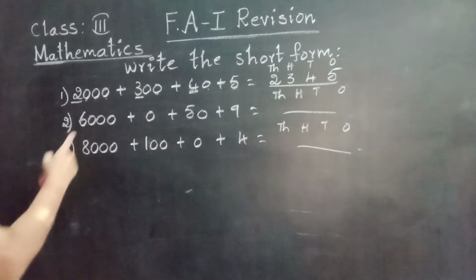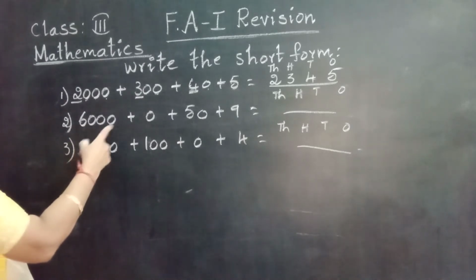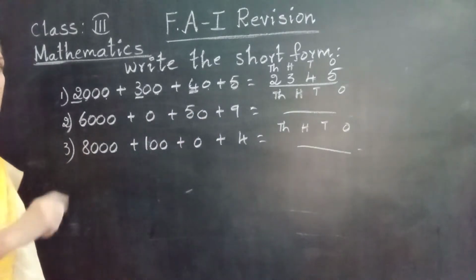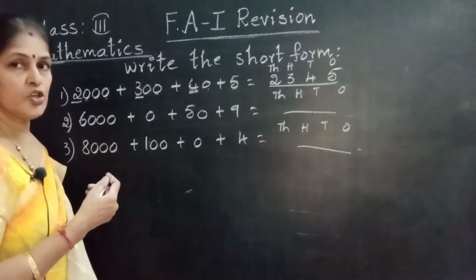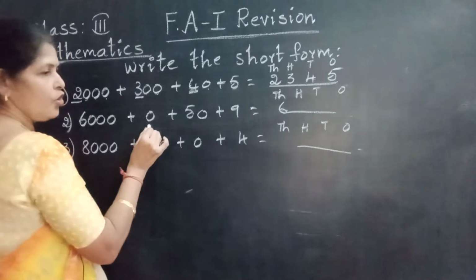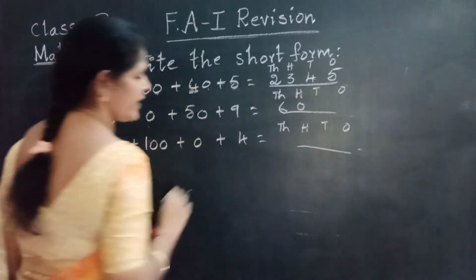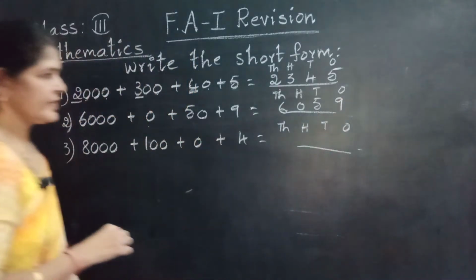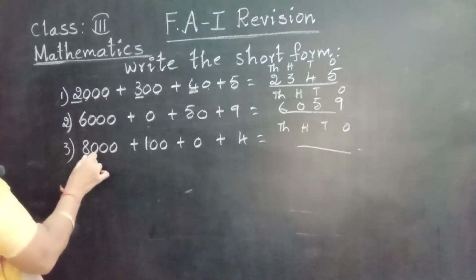2345. Next one, 6000 plus 0 plus 50 plus 9. This is not addition. Expanded form means using addition form. 6, write in the thousands place. No hundreds, we also put 0. 50: 5 tens, 9 ones. Like that you have to write.